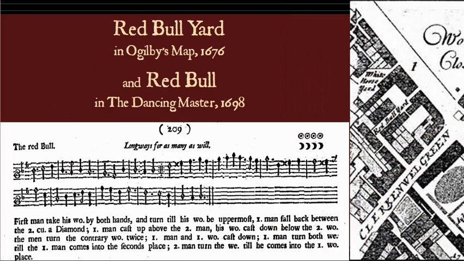The second place is the Red Bull Playhouse. This was an in-yard theatre built in 1605, and its plays rivalled those at the Globe and the Rose. During the Civil War and Interregnum, when other theatres were closed or pulled down, the Red Bull remained open, offering illicit performances of jigs and rolls and rope dancing and much more. It was demolished during the early years of the Restoration, but its location, Red Bull Yard, can still be seen on Ogilby's map a few years later.